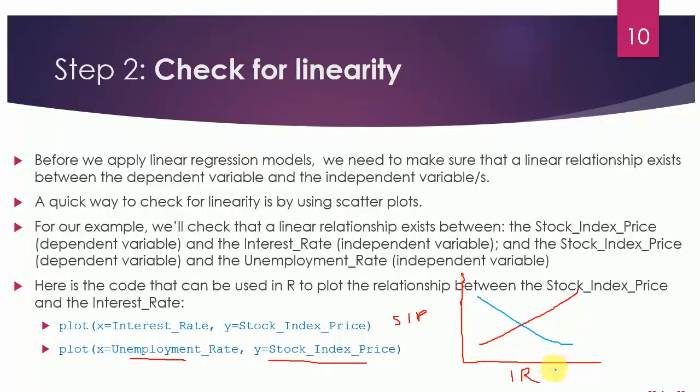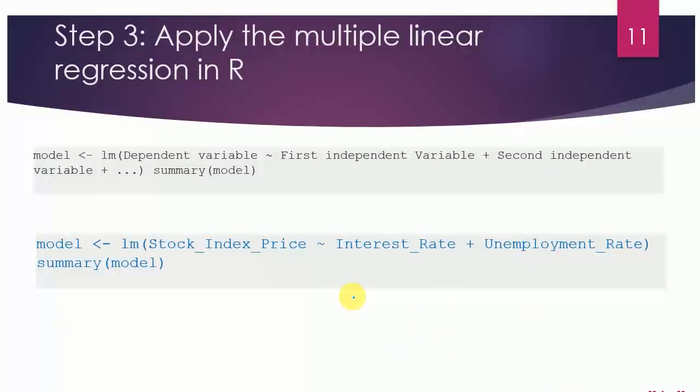This red line is unemployment rate. So obviously there is a negative correlation between unemployment rate and stock index price, while there is a positive correlation between interest rate and stock index price. There is a linear relationship: positive in the case of SIP and IR, and negative in the case of UR and SIP. So now we can apply multiple linear regression. The command for building the regression model is the same, which is lm. Now I have taken this into a variable called model.